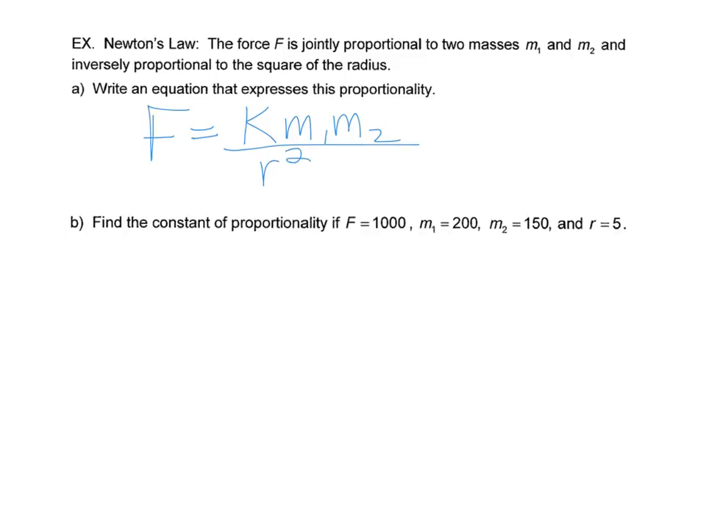This is the force of gravity between two masses. So like the Earth and the Moon, or your body and the ground. And then that's all they want for part A. Part B, find the constant of proportionality if you have values for all of the other variables. So we just fill in 1,000 for the F. We're trying to find k. m1 is 200. m2 is 150, all over the radius squared.